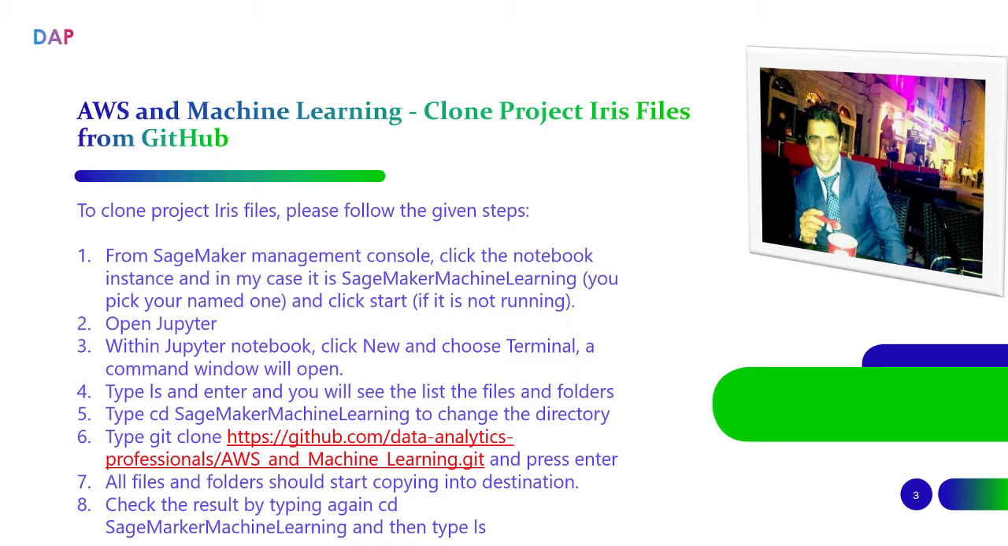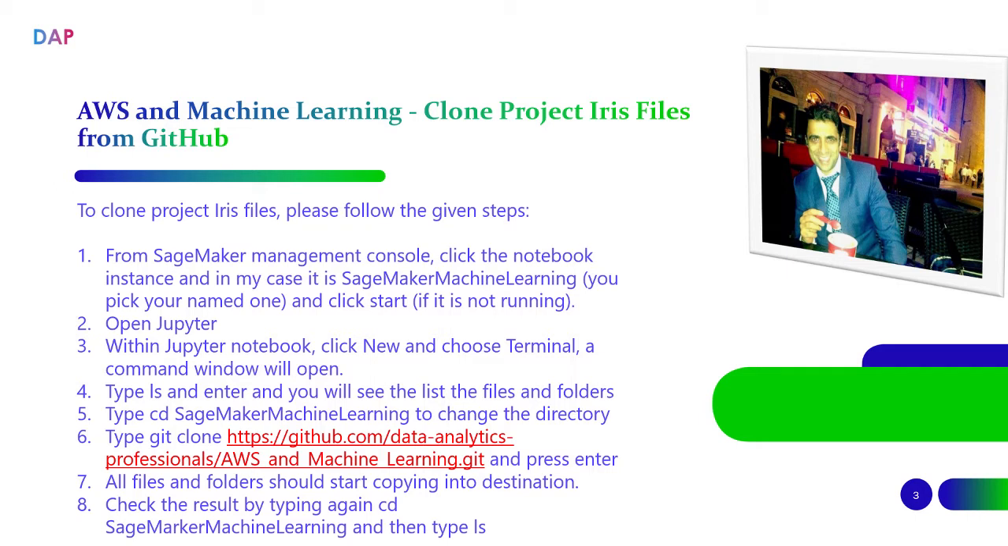I will pick that one because that will save us at least around 5 minutes, which is needed to bring a stopped instance into active mode. You pick the one you have, and don't forget to click start if it's not running before moving on to step number 2. Once it's in service, then open Jupyter Notebook.